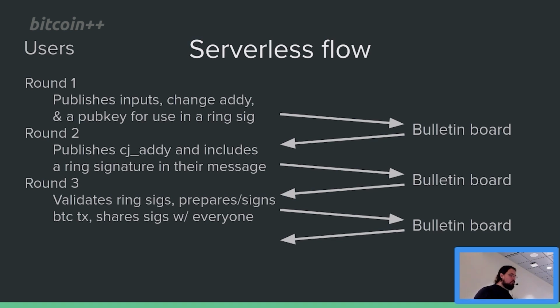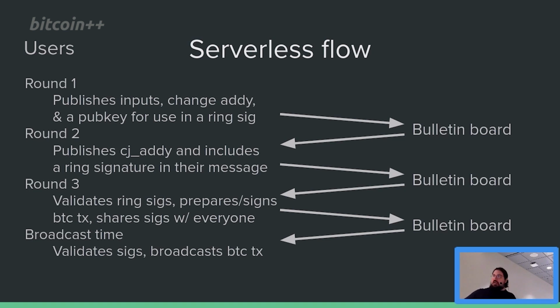Everyone who's in this CoinJoin can prepare the same transaction. So everybody gets the same transaction, they sign it with their Bitcoin key, and they send their message to the bulletin board, and all this happens in round 3. That's the hard round. And then it's broadcast time. Everyone can just pull those signatures off of the bulletin board, validate them, and broadcast the Bitcoin transaction.